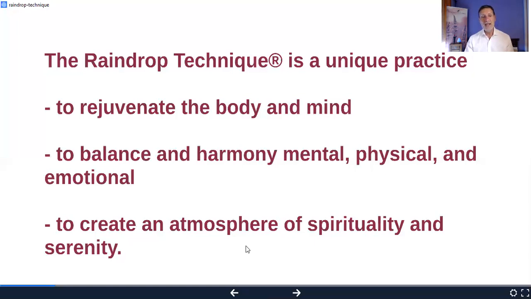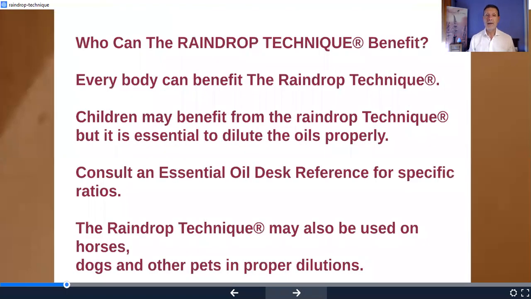And then you create an atmosphere of spirituality and serenity, because after a raindrop technique you are completely relaxed: all your muscles, joints, mental, emotional, everything is relaxing, everything is balanced, everything is in harmony. It's an amazing technique. So, who can benefit from the raindrop technique? Everybody can benefit from the raindrop technique.